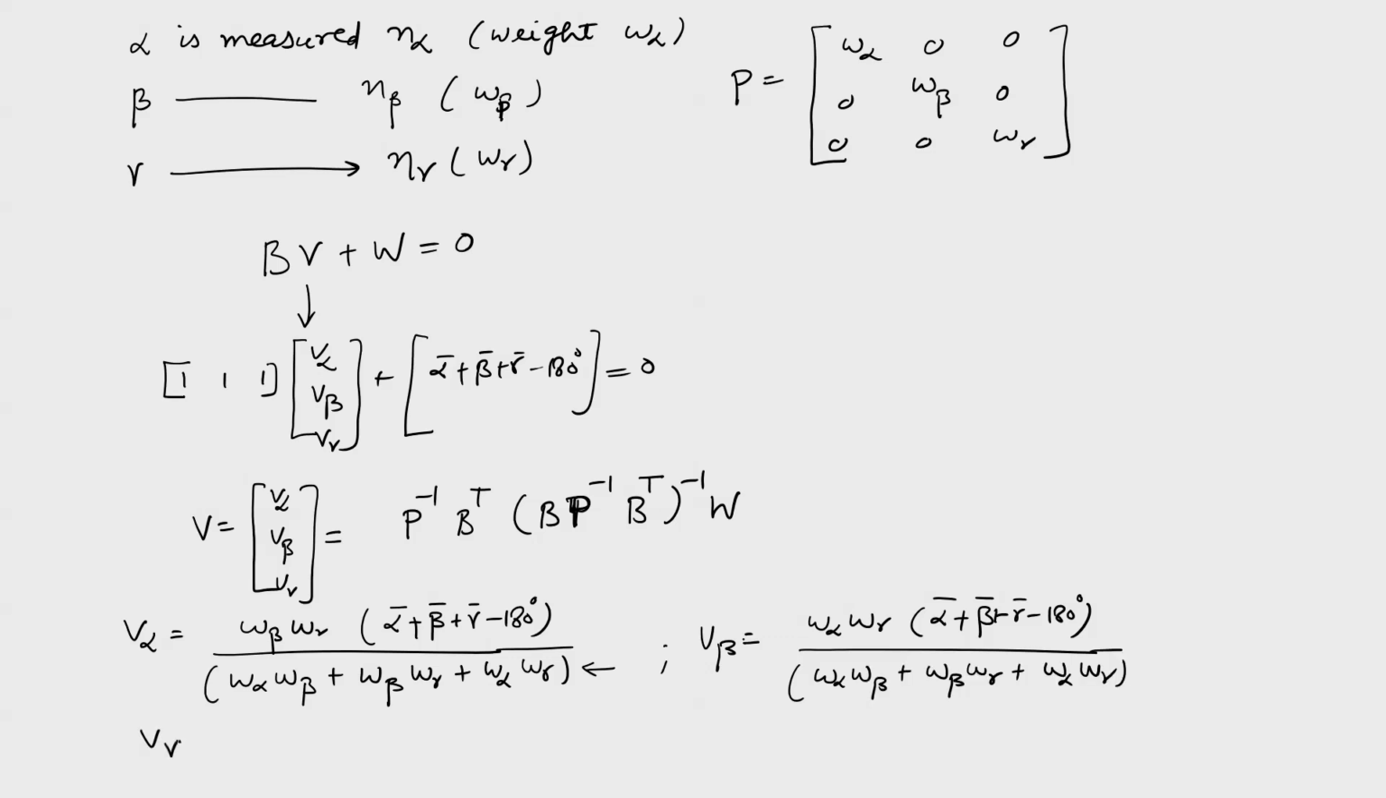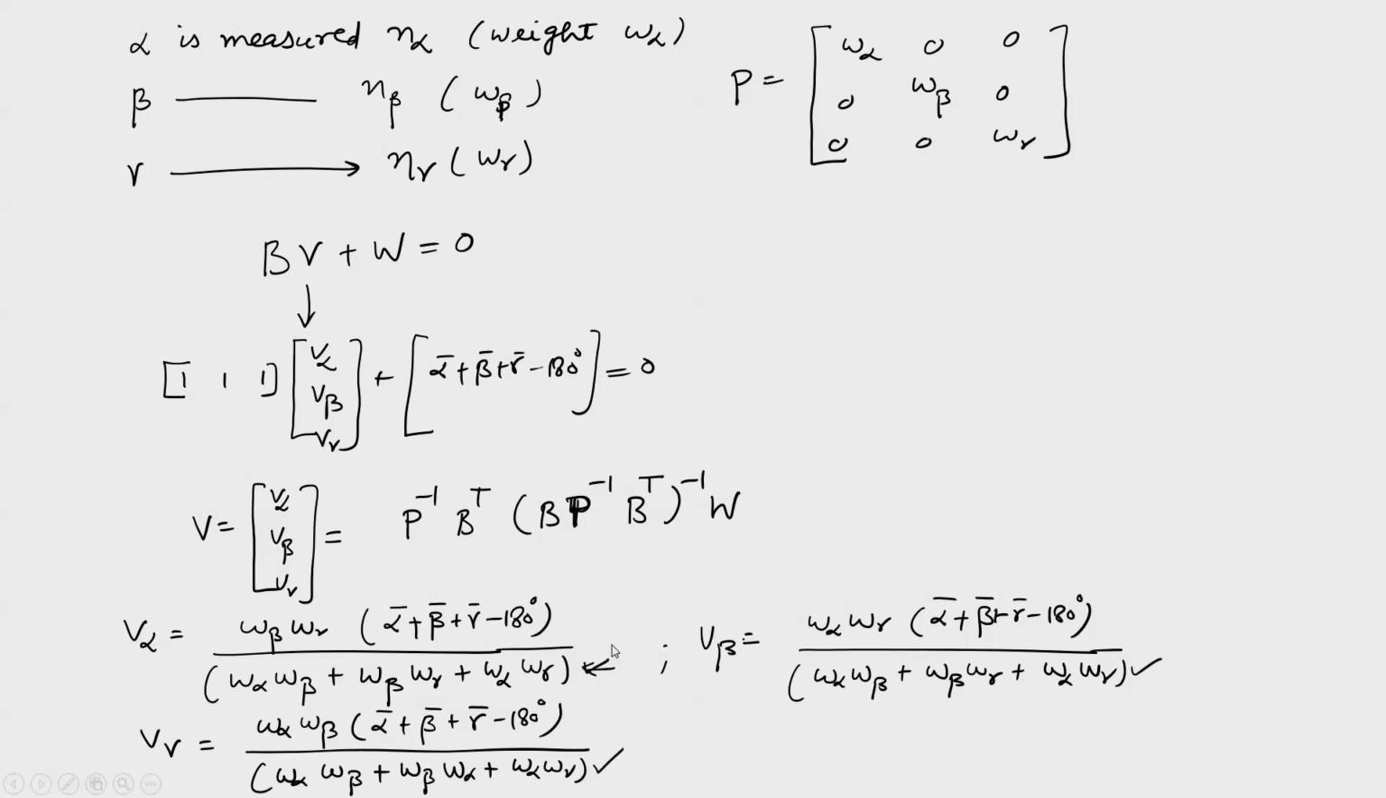What is the value of V gamma? It is nothing but W alpha W beta divided by again this summation. You can see here the denominators in 3 terms is constant, right.